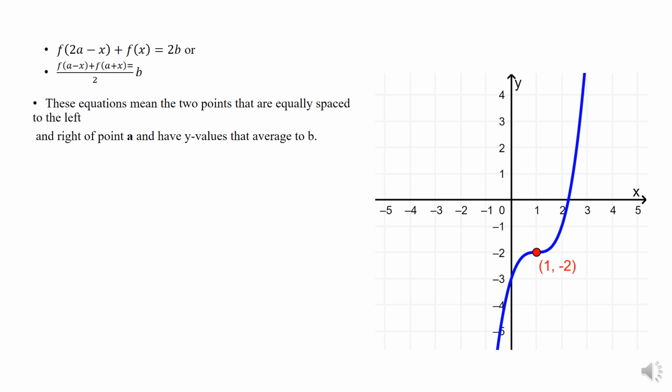Now, for every x belongs to I, for every x in I, the domain of f, the 2 points a minus x and a plus x are equally distant from a to the left and to the right.